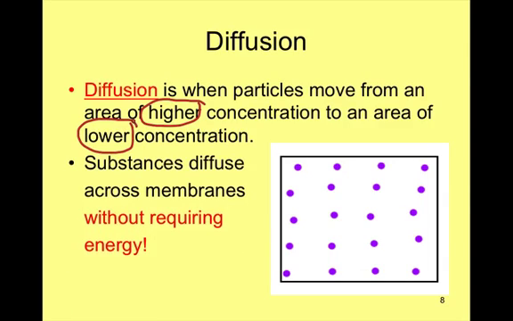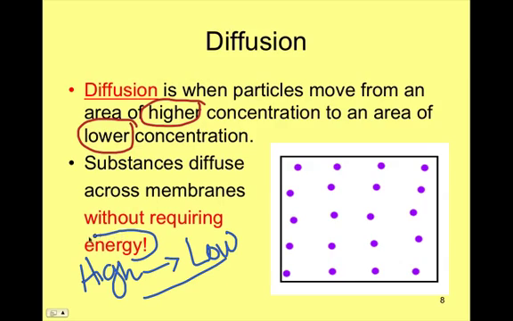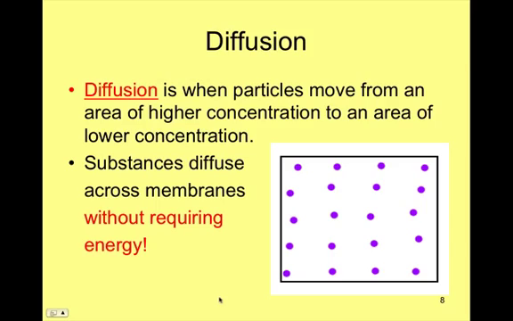Substances diffuse across membranes without requiring energy. So what this is saying is when something moves from an area of high concentration to an area of low concentration, no energy is required. Absolutely no energy, because it's going with the concentration gradient. It's a normal transition from going from a high to a low. Think about you're at the top of a hill and you're going from the top of a hill down to the bottom of a hill. You can just go to the bottom without any energy. So when you're going from high to low, once again, no energy is required.